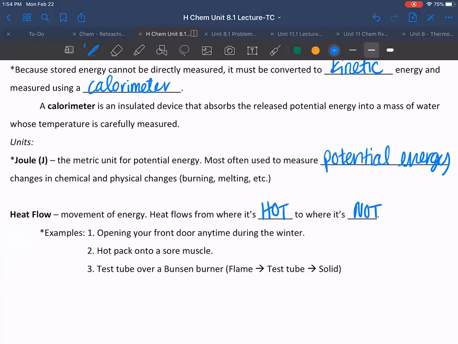Or a good chemistry example is if you're holding a test tube over a Bunsen burner, the heat from the flame flows to the test tube, which then flows to the solid. So just heat flow happens from where it's hot to where it's not.